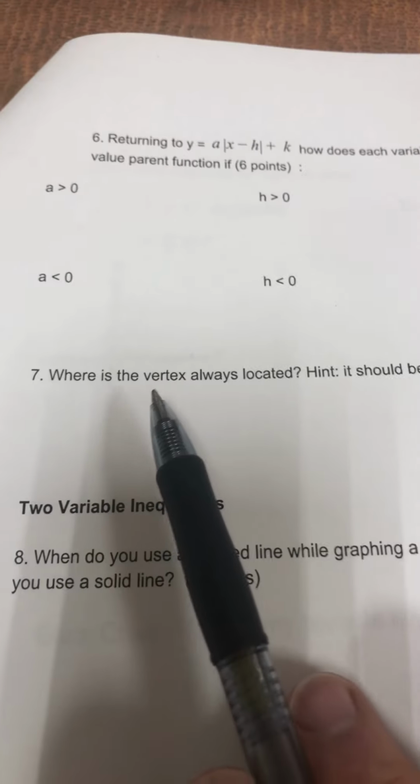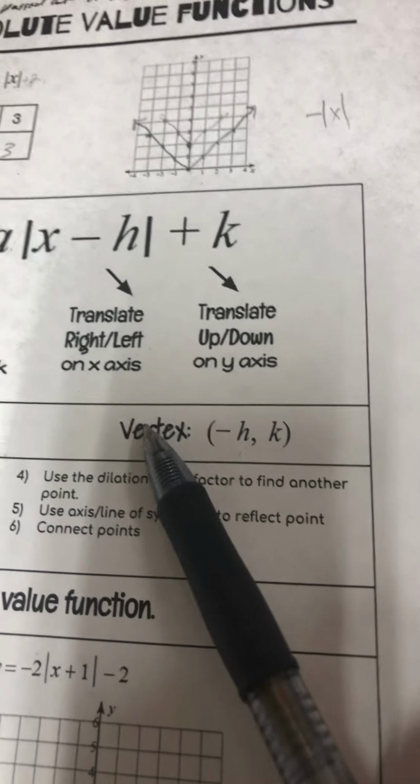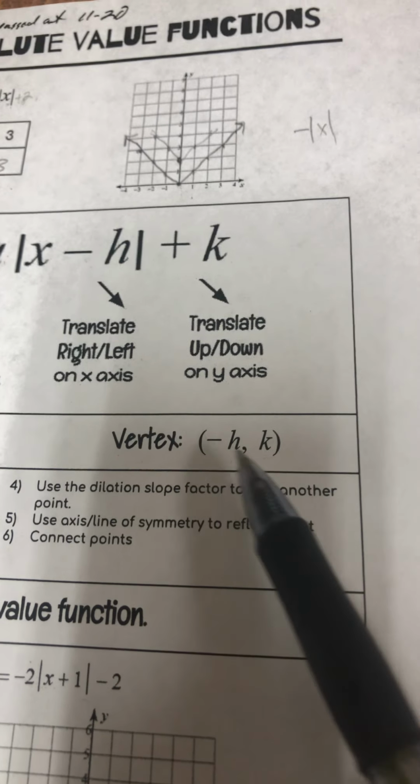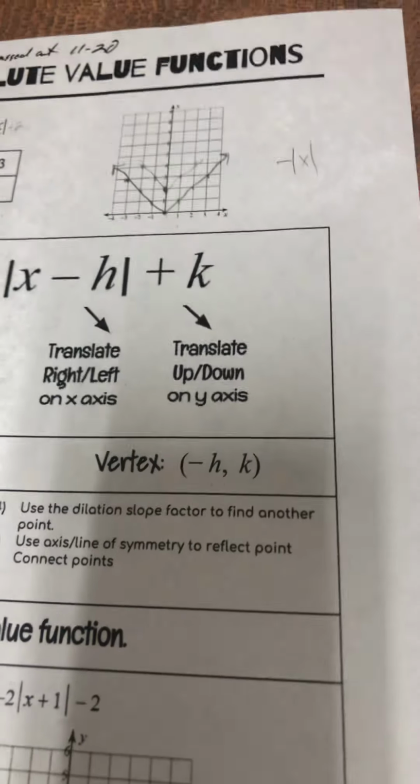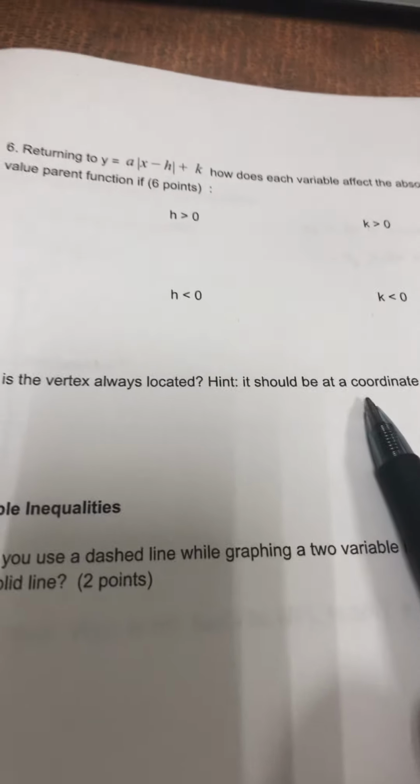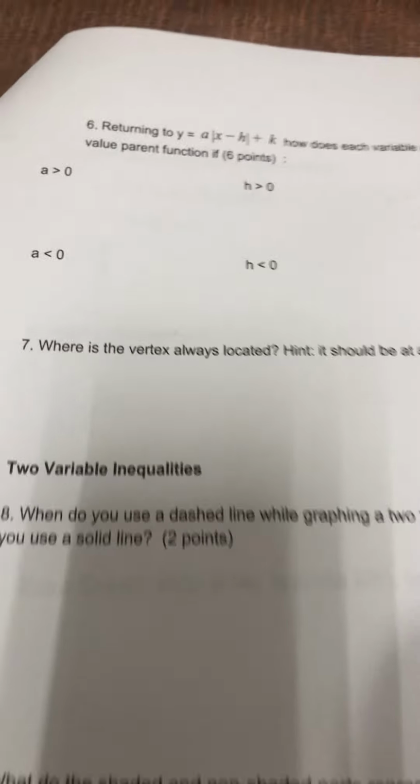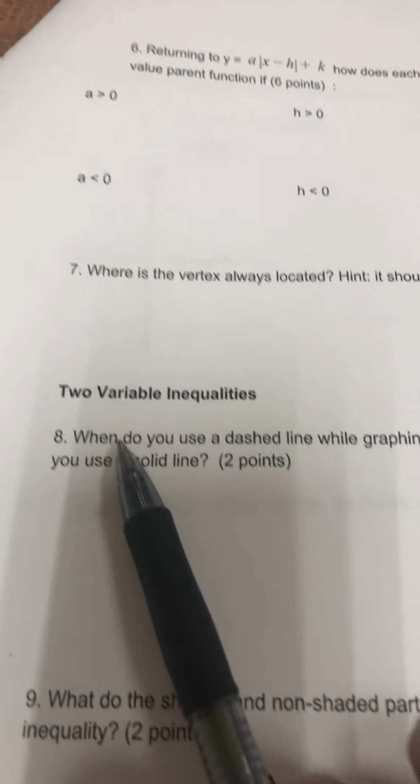For number 7, where is the vertex always located? Well, you have this here too. The vertex is located wherever your H and K are, okay? And give those coordinates. So that's a lot of help for number 7 too.